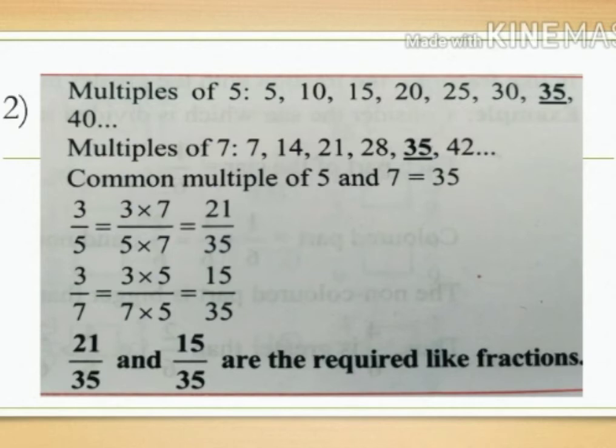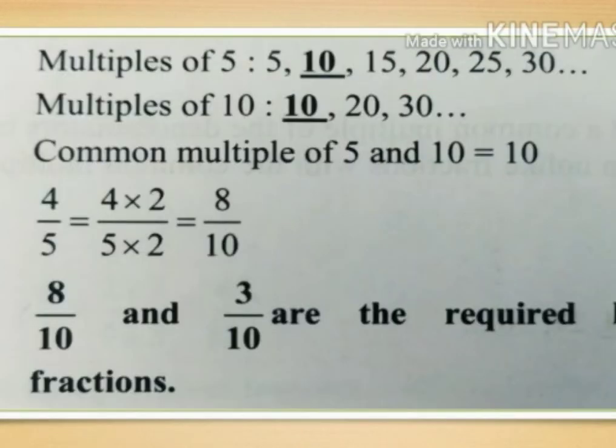Take first fraction 3 upon 5. 3 upon 5 is equal to 3 into 7 which is 21 and 5 into 7 which is 35. Now take second fraction 3 upon 7. 3 into 5 which is 15 and 7 into 5 which is 35. So 21 upon 35 and 15 upon 35 are the required like fractions.